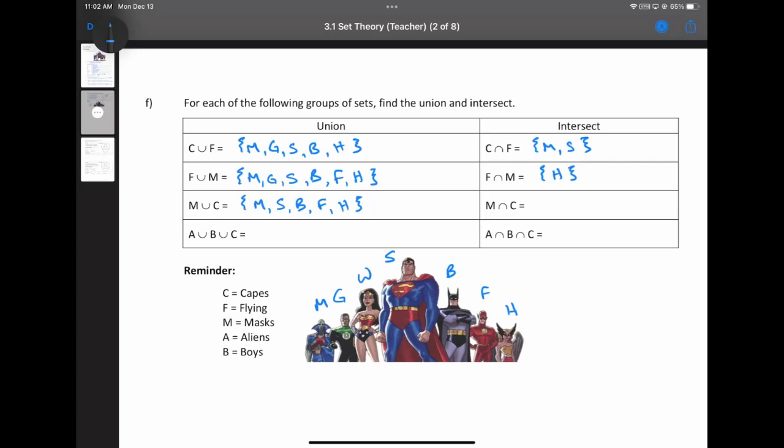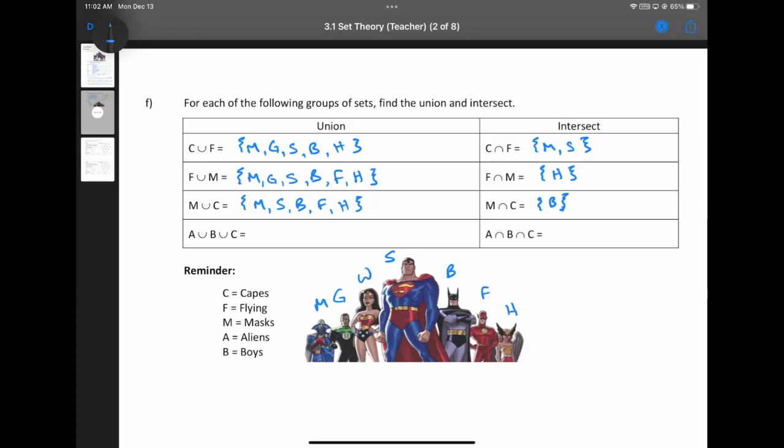Which ones of those meet both criteria? Martian Manhunter, M has no mask. S has no mask. B has a mask and a cape. F has no cape. H has no cape. So it's actually just B. That's the only thing in our intersection.